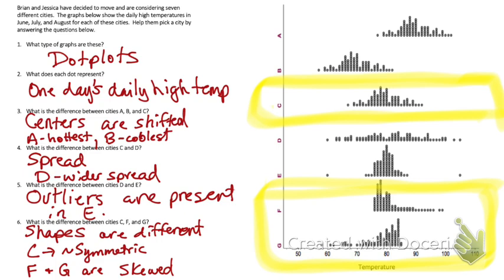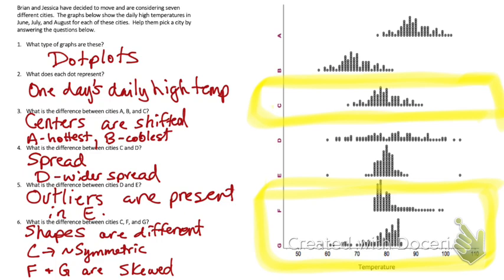So these are the 4 characteristics that we're going to talk about anytime we are describing a distribution of quantitative data. We're going to want to talk about these 4 things: the center of it, the spread of it, the outliers, and the shape.